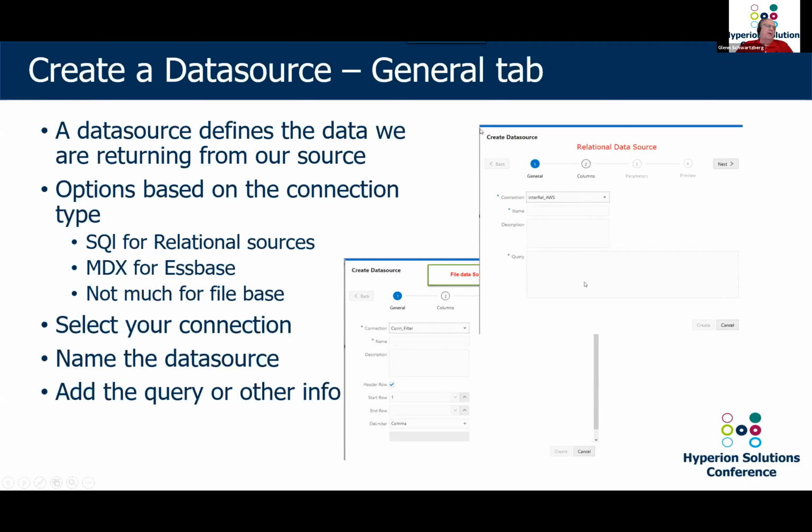If it's a flat file, it'll ask about which columns, that kind of thing. If it's relational, then we're going to do a SQL query in here. I'm going to do a SQL query. If we're actually connecting to another Essbase cube, it would be using MDX. So we're going to name it up here, and then add our query information and do anything we want. Here's the flat file data source down here.